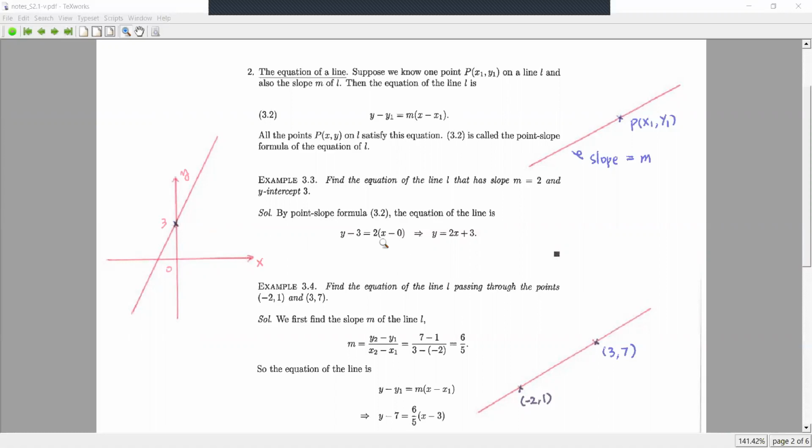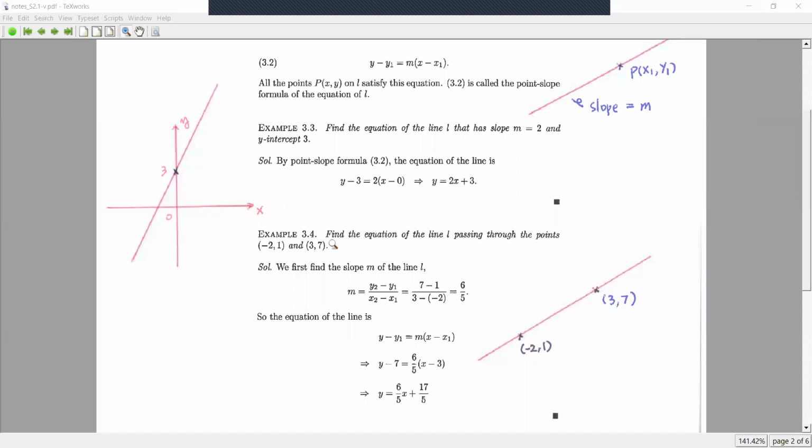Then simplify this equation a little bit. Then we get this equation. This is the equation of this line L. All the points on the line satisfy this equation. Or in other words, the graph of this equation is this line.